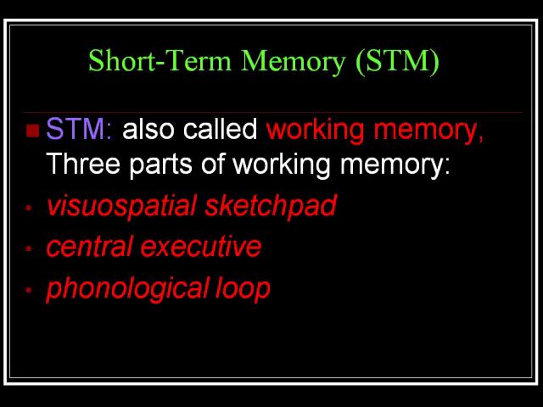Now short-term memory is also called working memory. There are 3 different parts: a kind of visual sketch pad, if you will, a central executive, and that's the part of memory that's overlooking everything, and then the phonological loop, which is the auditory part. So we've got a visual part with the sketch pad, we've got an auditory part, and then we've got some central executive that is kind of overseeing all of this.